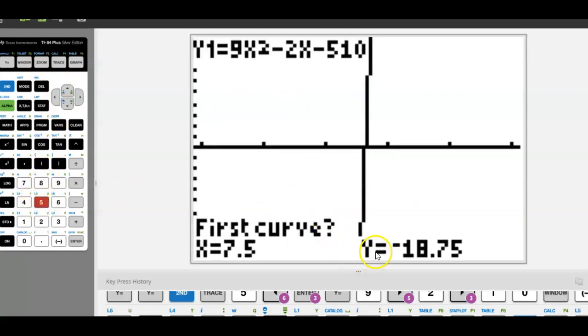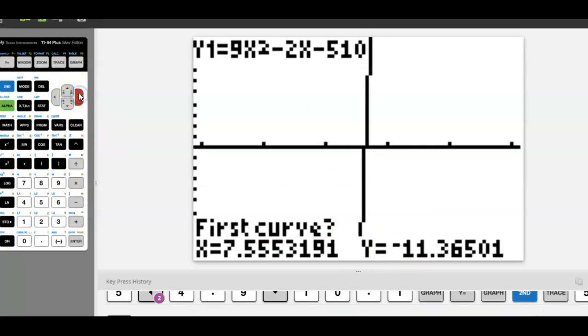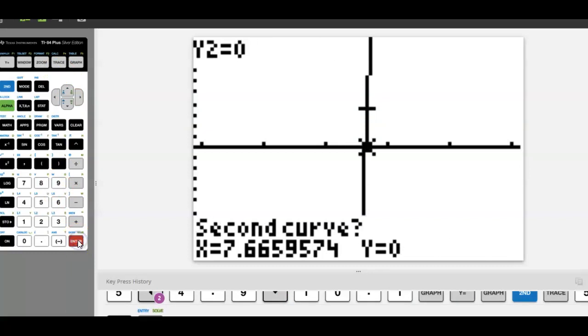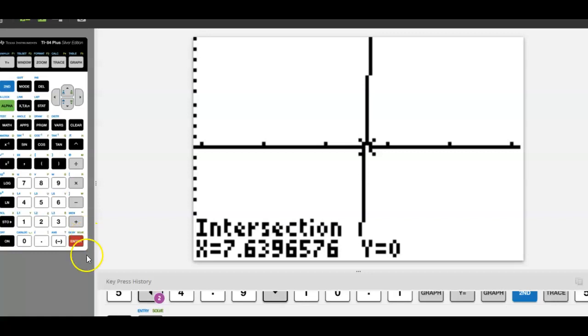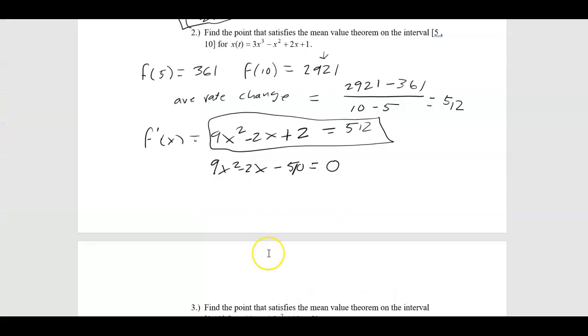And again, I get that first curve. I see y equals negative 18. It looks like I need to move this way to the right. There we go. I see the cursor. I'm just going to hit enter once I see it. Enter again, and then enter the third time. And I get 7.6396, or 7.64. We'll leave it. So let's go back to our Word document, and we get x equals 7.64.